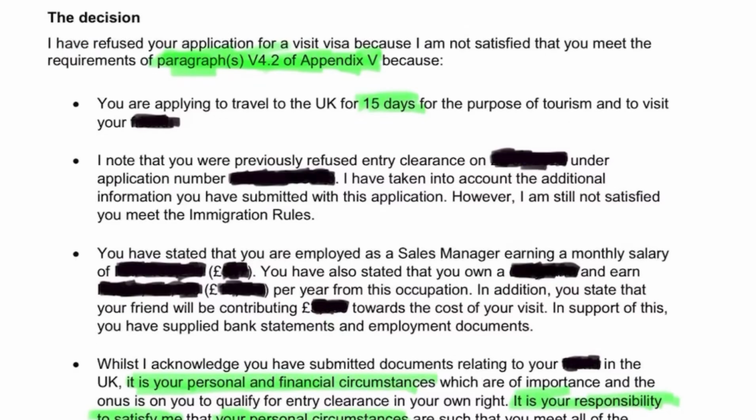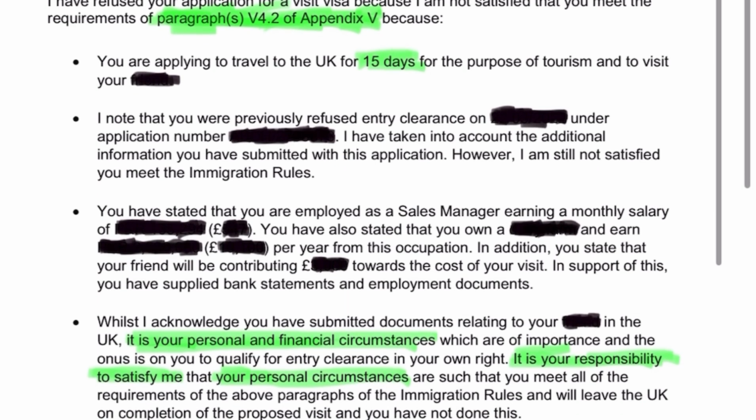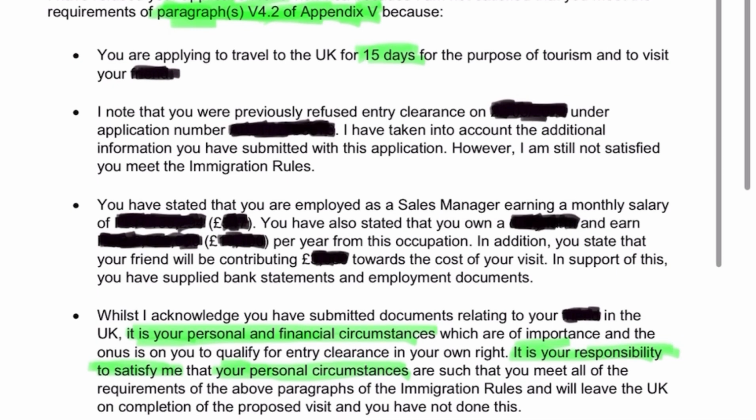And if you look at this application, this visa application is just for demonstration purposes, and I'm hiding the information of the applicant for data privacy. It will give you some idea as to how honest and straightforward you have to be with the caseworker. As you can see, this application was refused under Appendix V of the visitor visa rules on the grounds that the caseworker believes the applicant is not a genuine visitor.